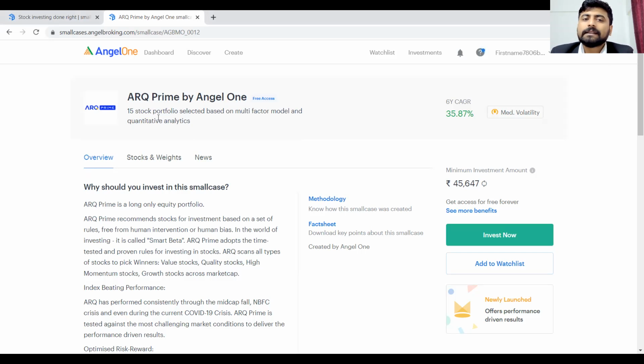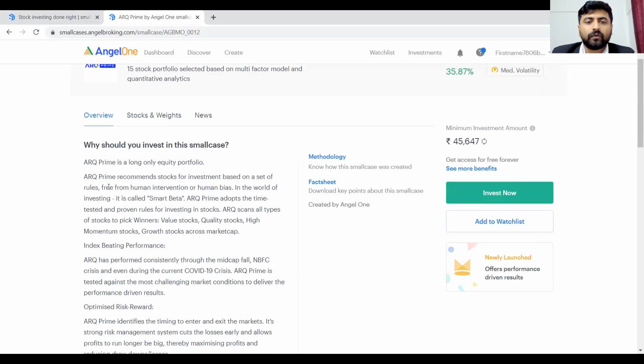So here we can see that this particular small case has been curated as a 15 stock portfolio selected based on multi-factor model and quantitative analytics. Now, for someone who wants a more detailed explanation on what this particular small case is all about, what you have to do is just scroll down to the overview section.